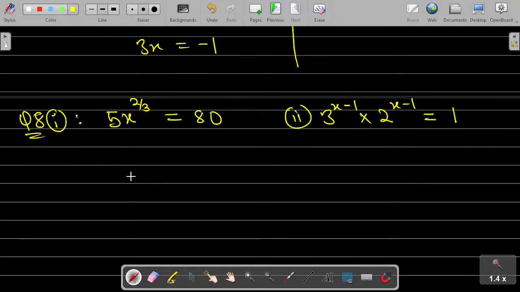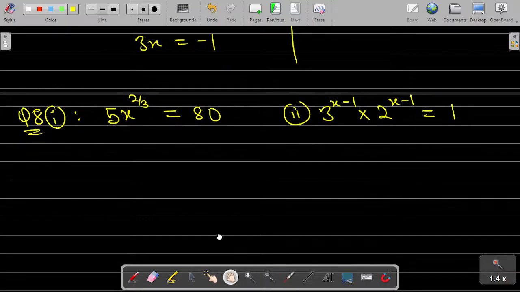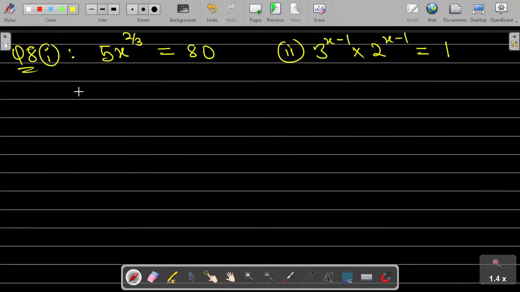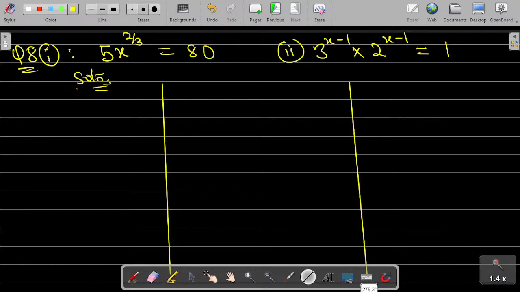In I, we are told that 5x raised to the power of 2 over 3 is equal to 80. Since the power is only on x, 5 is on its own. So the first thing to do is to divide both sides by that 5 and see what we get.